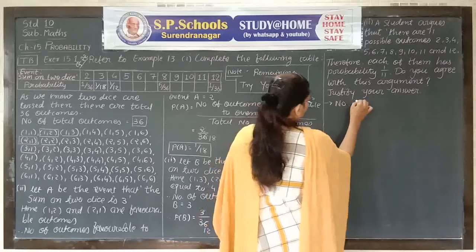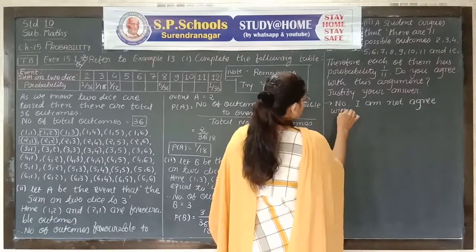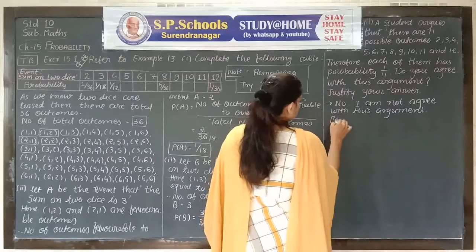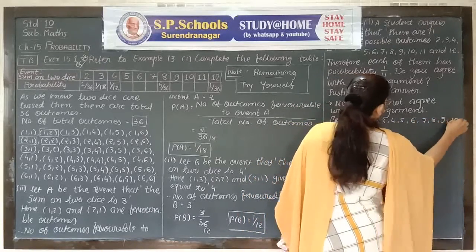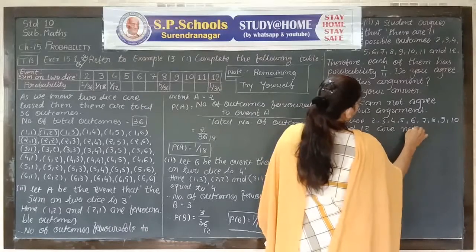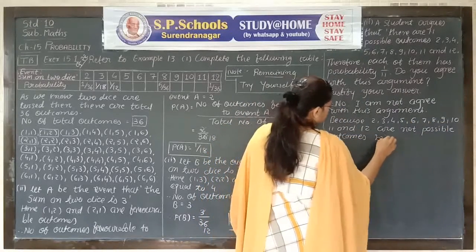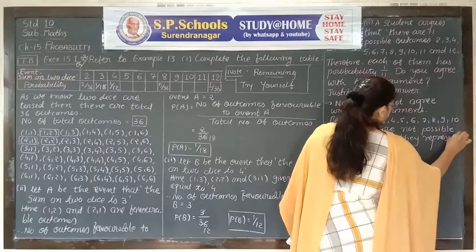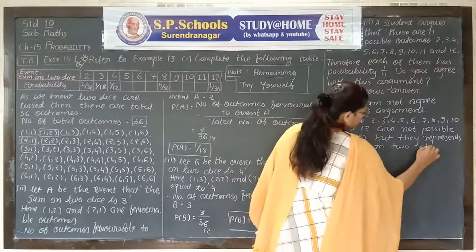No, I do not agree with this argument. Because 2, 3, 4, 5, 6, 7, 8, 9, 10, 11 and 12 are not possible outcomes, but the numbers represent the sum on two dice.